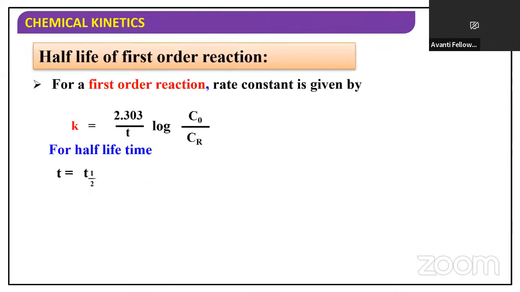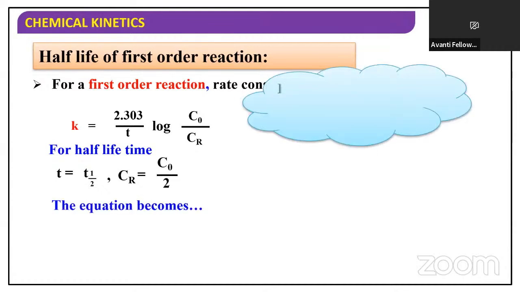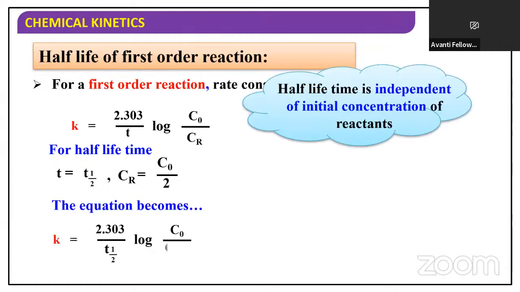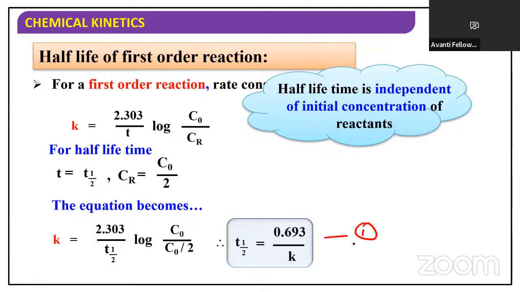Now, for the first order, half-life time comes out to be, we just substitute the value. So we get the formula t half is equal to 0.693 upon k. This expression you only need to remember, right? Because we already know this formula for the first order: k is equal to 2.303 upon t log R naught by R. We are just putting the values.